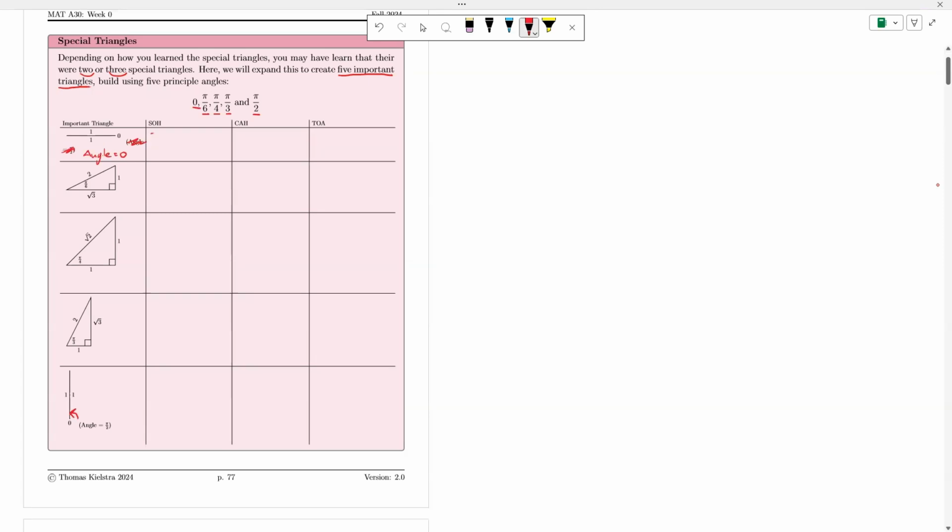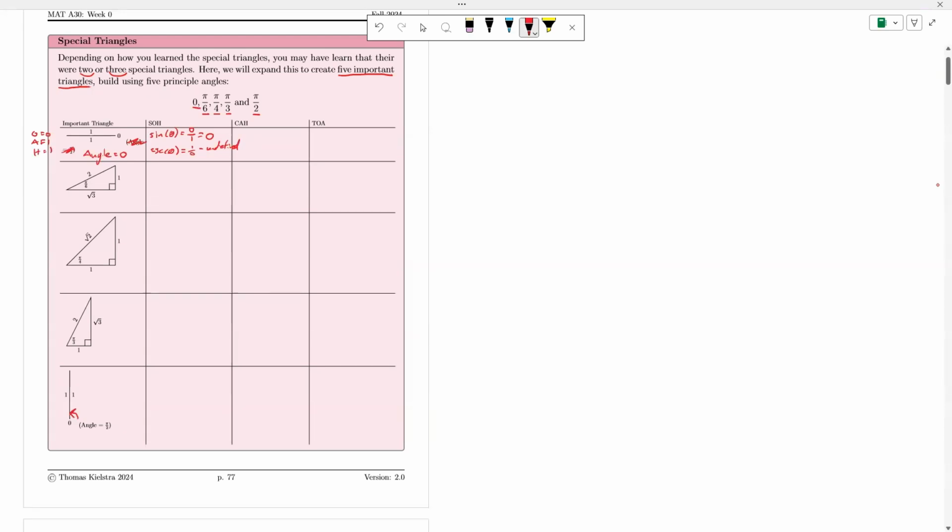Sine of theta is going to equal opposite over hypotenuse, which is 0 over 1, which is equal to 0. And our cosecant of theta is going to equal 1 over 0, which is undefined. Now, one thing to note about this special triangle is it can be summarized with opposite equals 0, adjacent equals 1, and hypotenuse equals 1.